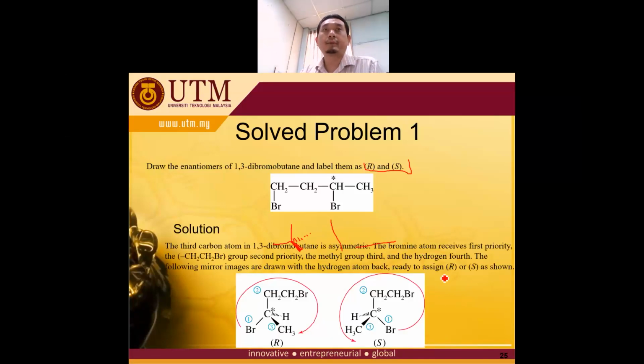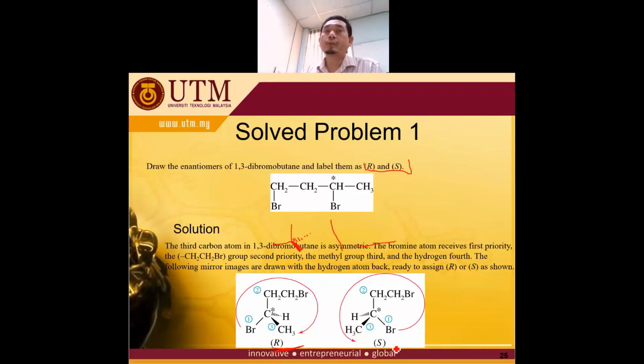But actually this one is already solved, so we look at the solution. Main one, and then you have the mirror image. So how to assign? To make it easy, we put H at the back. So this is a bromine, and then this is a carbon. This is number 2 for this group, and methyl as group number 3. So the priority 1, 2, 3 is clockwise, so it's R. And then the enantiomer must be S.